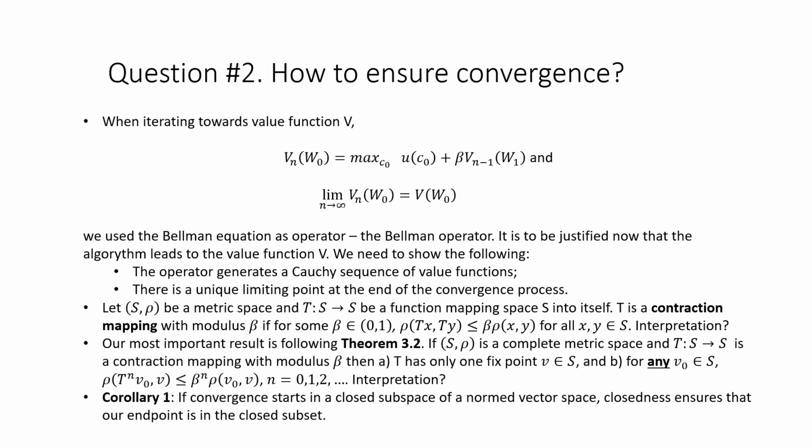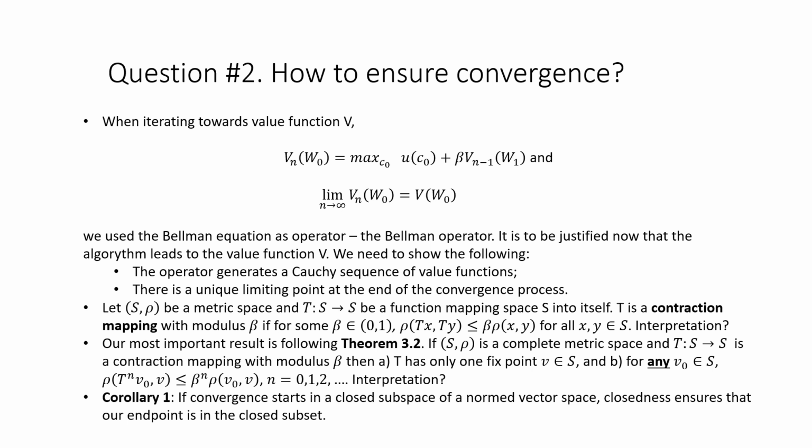You can find the Blackwell conditions in the textbook, but let me mention them. We have two Blackwell conditions: one is discounting and the other is monotonicity. If we have an operator, for instance like the Bellman operator, which abides by these two conditions, then this is a contraction mapping.